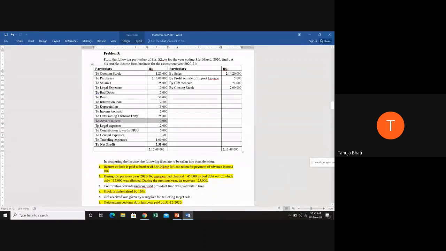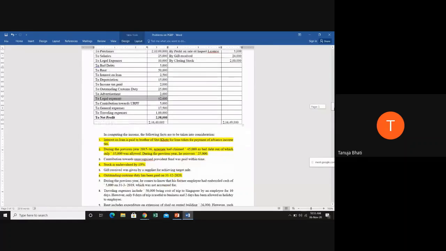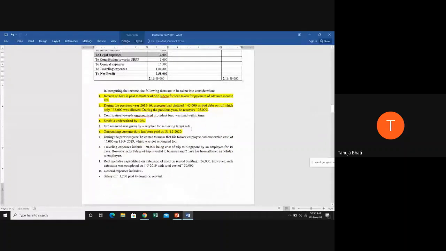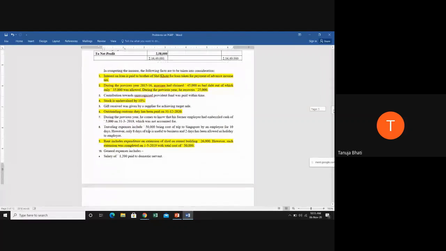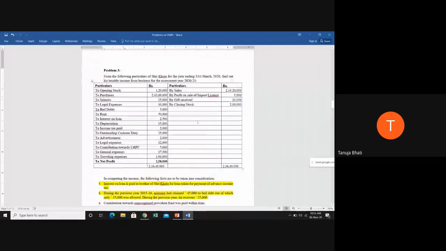Next, legal expenses, 12,000. Tell me, students, whether it is a business expenditure. Yes, but we have to also check the additional information just to back up our answer. So we have completed this point, I'll just put it in yellow. Okay. Any information on legal expenses given? There is no information about legal expenses given, so we treat it as a business expenditure, allowable.